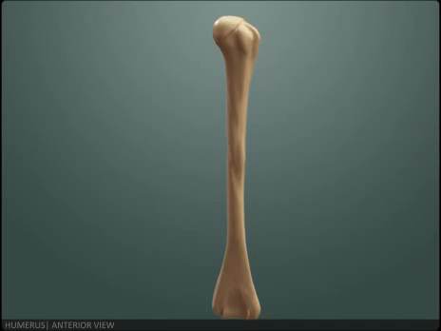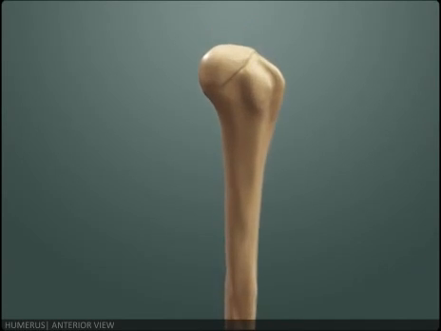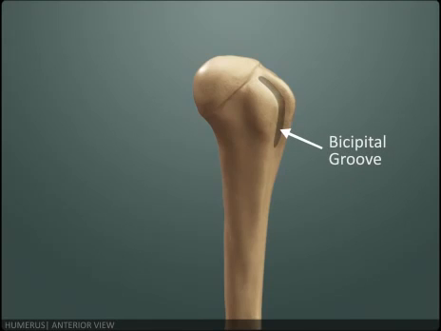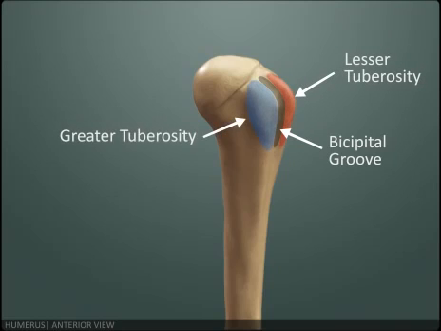This is the humerus. This is the head of the humerus. It is directed up and medially. This is the bicipital or intertubercular groove. It is surrounded by two tuberosities, the lesser tuberosity and the greater tuberosity.